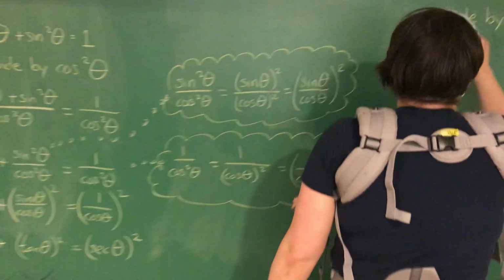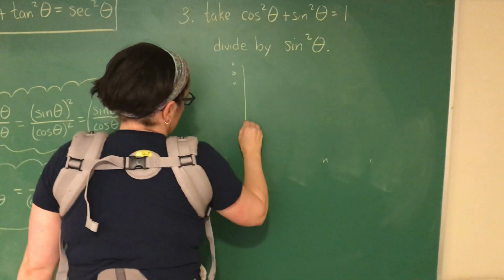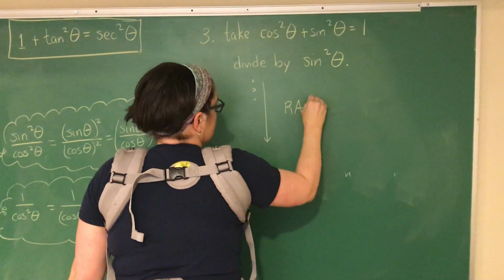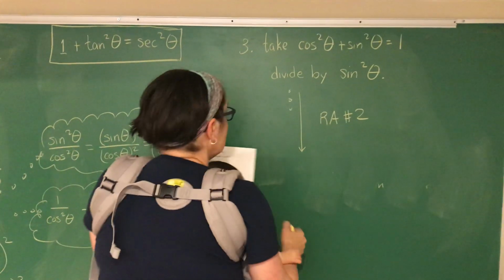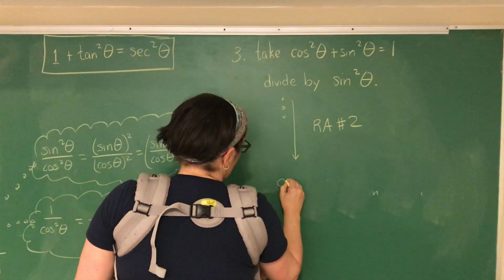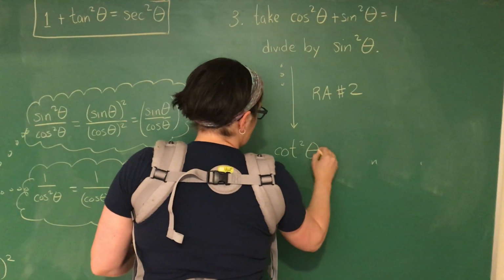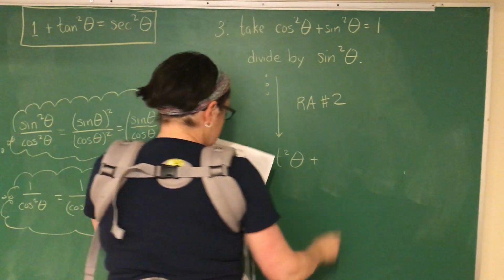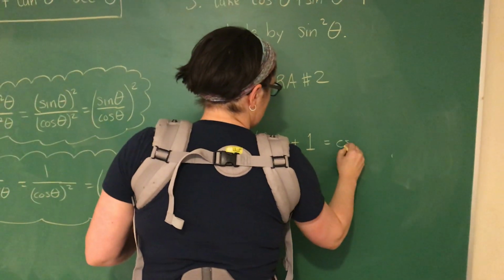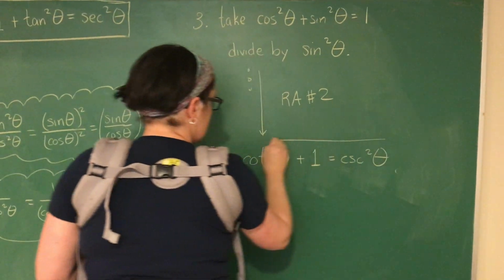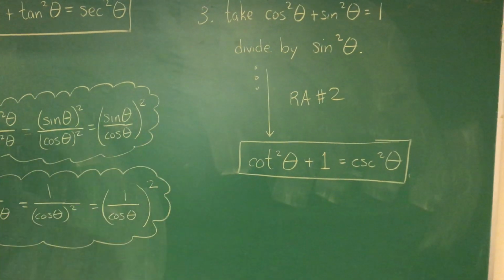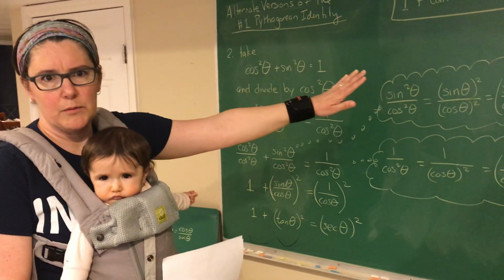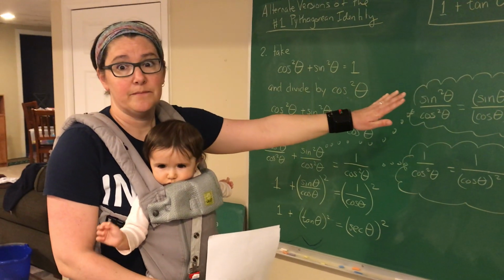And what should come out in the wash after you work through remote assignment number 2 is the last Pythagorean identity, which is cotangent squared theta plus 1 is equal to cosecant squared theta. Okay. So all of the work that goes into that is part of your remote assignment after you watch this lecture.